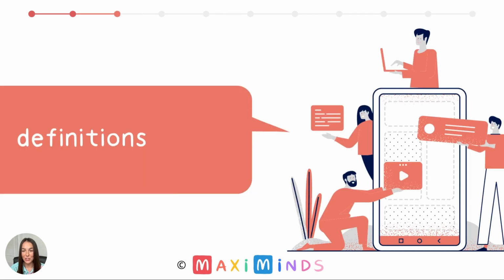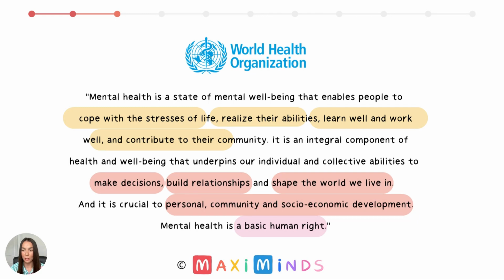So to get into the first topic of today, which is the definitions, what is mental health really? So I thought I'd start with the World Health Organization. And they define it as a state of mental well-being that enables people to cope with the stresses of life, realise their abilities, learn well and work well, and contribute to their community. I've highlighted those couple of words in yellow there just because they're the sorts of things that we will be covering throughout the webinar series.